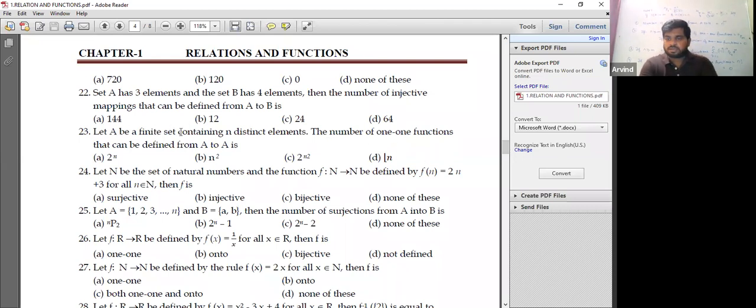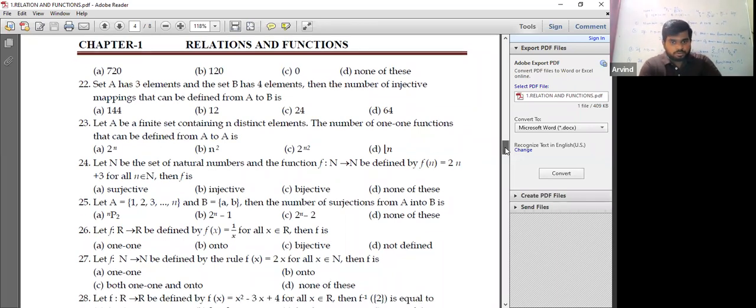So the set function is defined on A, which means A to A. A has n elements and B also has n elements. So the 1-1 mapping is NPN, which is nothing but n factorial. Option D. Okay, the 23rd is option D.